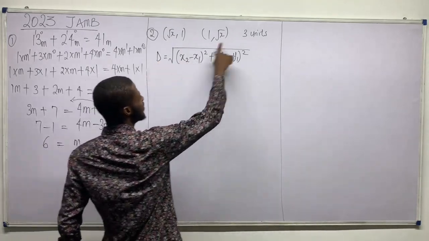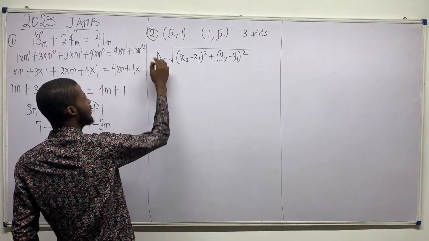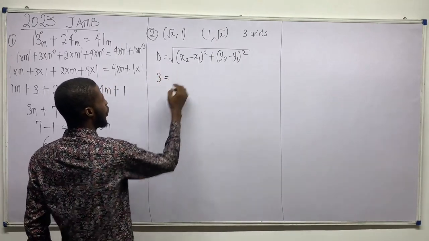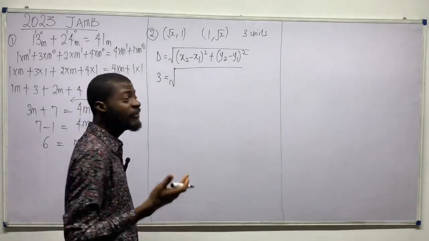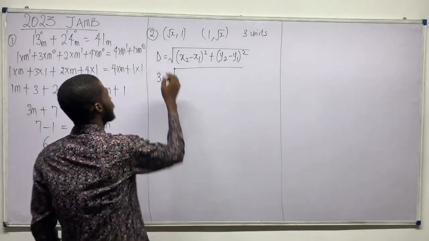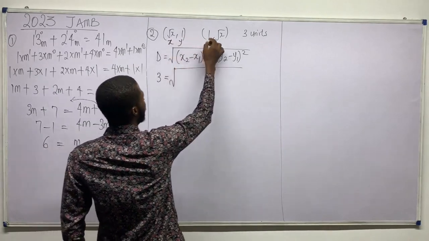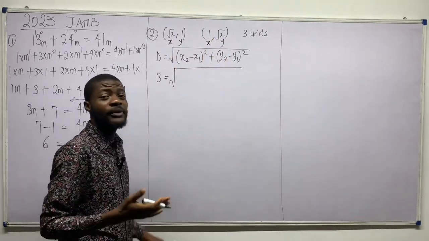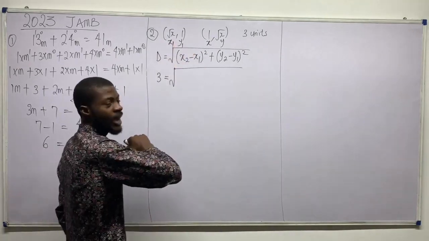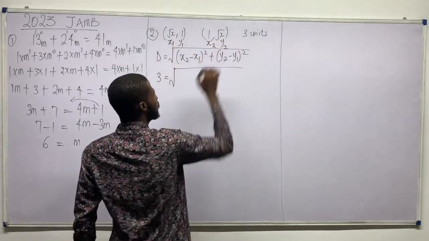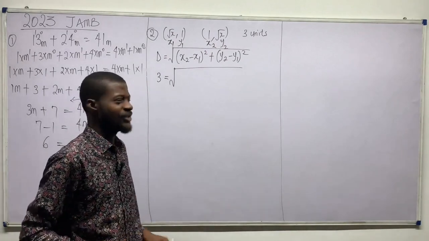Now, our distance is 3 units, so I can remove my d and put 3 equal the square root of... now how do we label our points? Every point has an x and a y. So this is x, y, x, y. Now, because this is the first point, I'll call this x1, y1, and this is x2, y2. Don't joke with these questions, please.